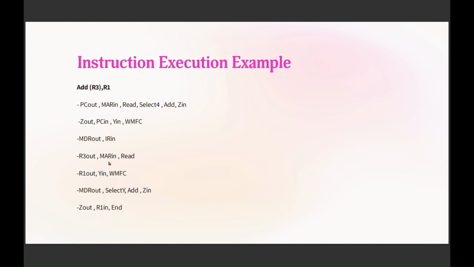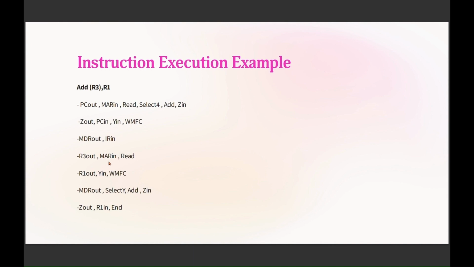This instruction execution example is explained this way: the instruction add R3 R1 first adds the content of the register R1 to the value stored at the memory address pointed to by the register R3 and stores the result in R3. The steps to execute this instruction are: first, fetch the instruction from memory. Second, decode the instruction to determine the operands. Third, calculate the effective memory address by adding the contents of R3 to 0.